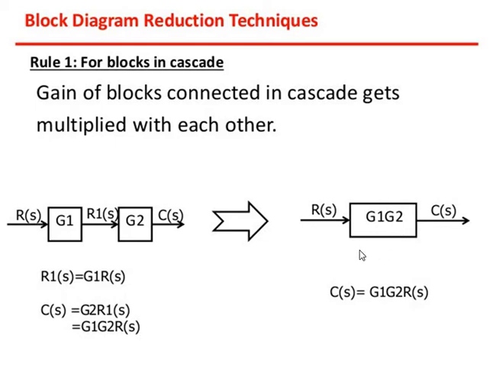If we solve this block, CS is defined as the input times the gain of the block. So here CS is the output, the input is RS, and the gain of the block is G1 into G2. So both are the same. In this manner we can solve the cascade connection of two blocks. So this is the reduced block diagram of the cascade connection of the two blocks G1 and G2.